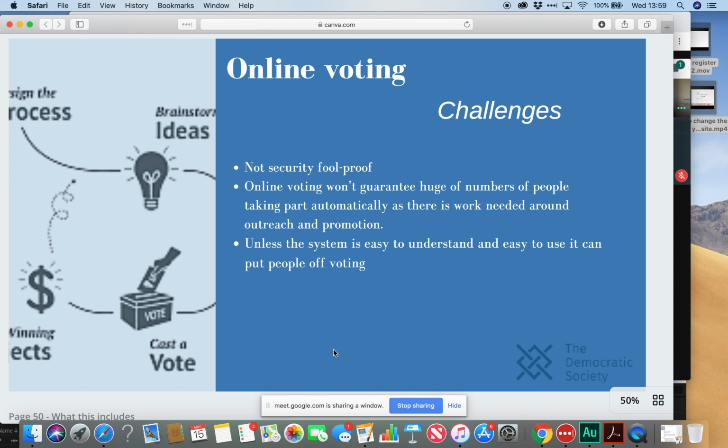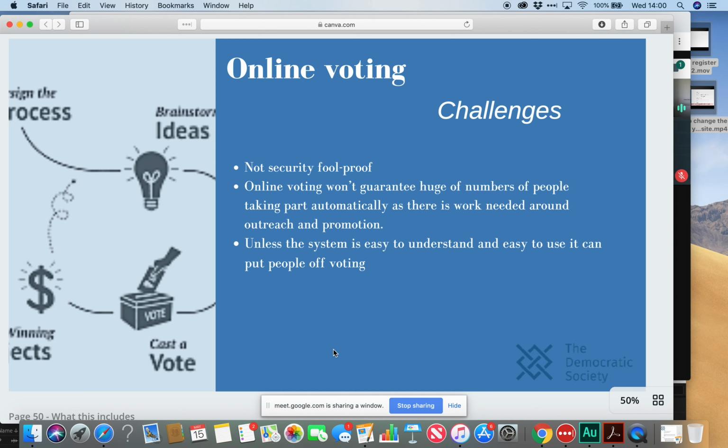Again, some challenges. It's not security foolproof. So the idea that you can have all these algorithms and the registration and user verification, two-step verification, they've got to click this and put in their postcode and their email and their address. It's not security foolproof. So if you want to break the system, people will find a way. You can always multiple vote. And it's important to make your security as foolproof as possible.